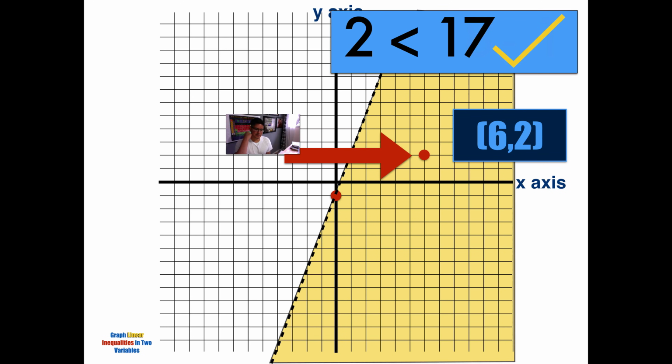And again, keep in mind that the line is a dotted line. That means all possible solutions are on the right side of this line, not including that dotted line. So this does not include the dotted line. If it would have included the dotted line, then it would have been less than or equal to.